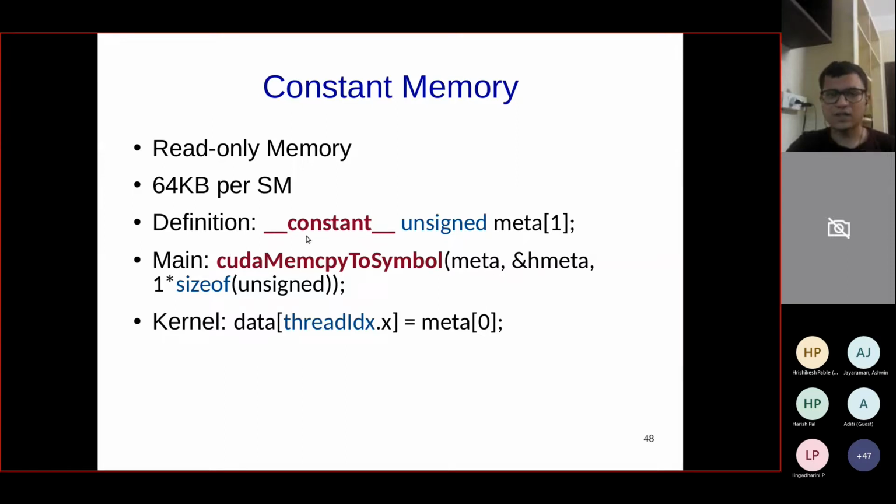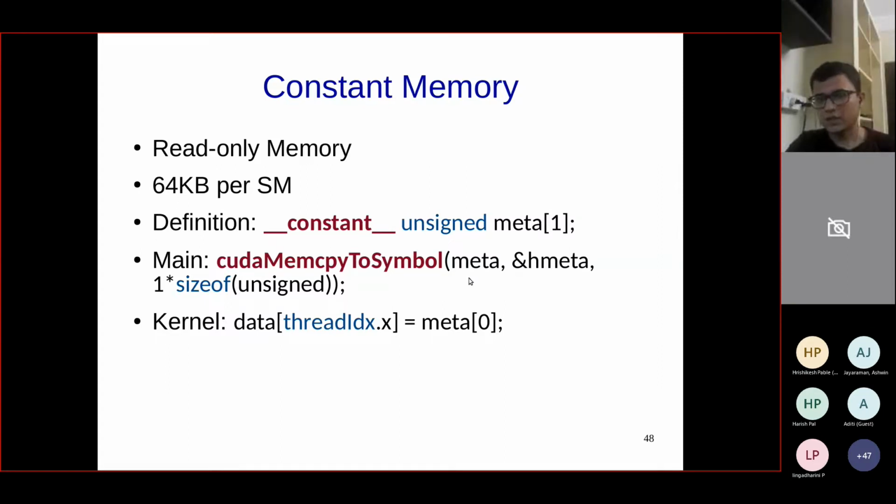And to initialize it from the CPU, there is a function. This function is cudaMemcpyToSymbol, and it will initialize this array meta using some h_meta, which is the variable on the CPU. And if you see, this syntax is very similar to cudaMemcpy, right? In fact, the function name is also cudaMemcpyToSymbol, like we used to have cudaMemcpy from device to host and those functions, right?